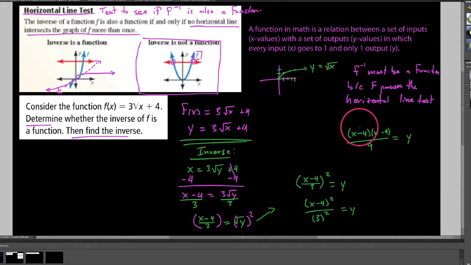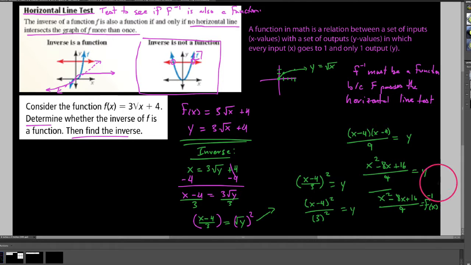Going ahead and FOILing on the top, I get x times x, minus 4x minus 4x would be minus 8x, and then negative 4 times negative 4 is 16. Here's what we would get for our inverse function. Of course, we would want to express this as f inverse of x, and this would also be a function because the original function passed the horizontal line test.